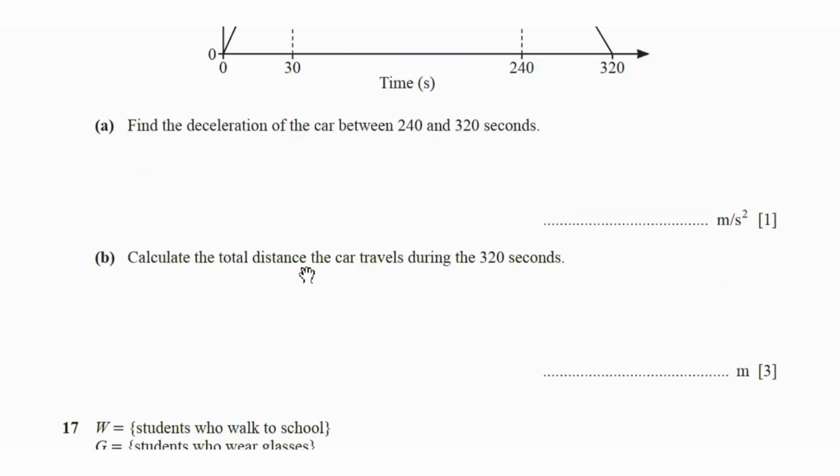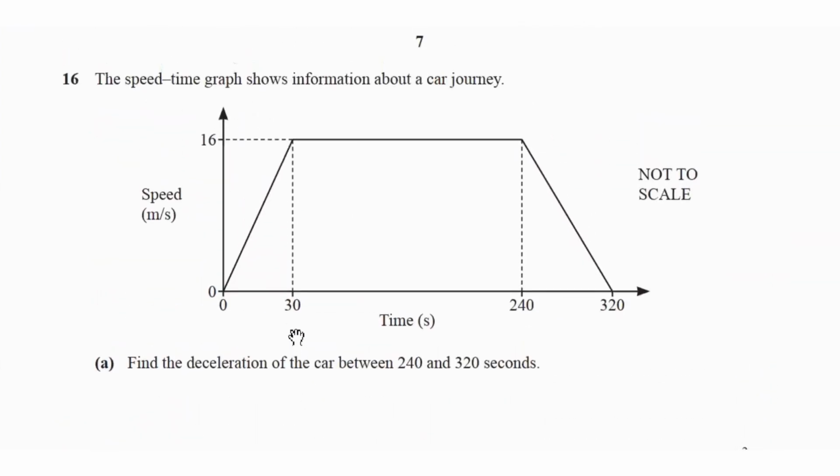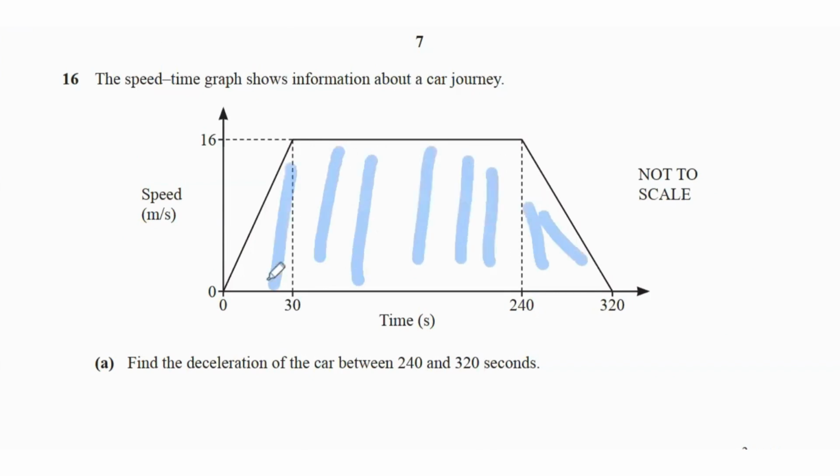Part B says calculate the total distance the car travels during the 320 seconds. So total distance in a speed time graph is found by calculating the area under the graph, which is all of this. We need to find this area. So to find this area, we're going to find the area of a trapezium. Why? Because the shape this graph is making is that of a trapezium.